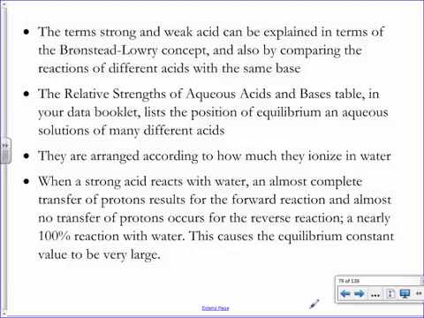HClO4 is known as perchloric acid. The reason why it's an acid is that it readily gives away its hydrogen. And if it gives away its hydrogen, it becomes ClO4-. How often does it give away its hydrogen? All the time. It never takes it back.